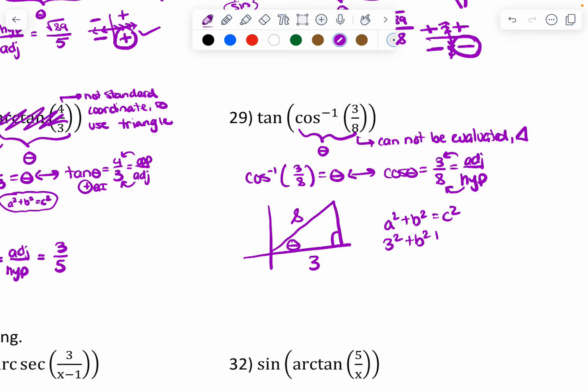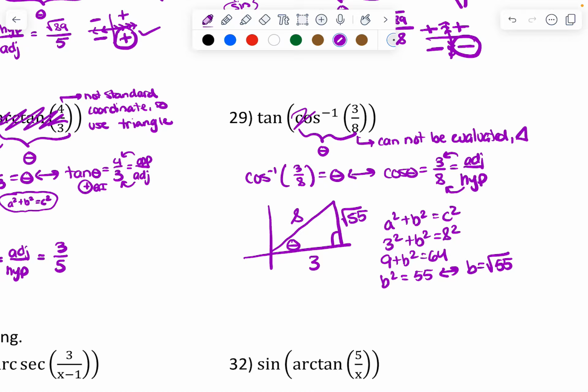I don't know the opposite side, and then this equals 8 squared. So let's see, I get 9 plus b squared is equal to 64. b squared is equal to 55, which means b is equal to the square root of 55. And then make sure you use exact. Don't use that approximated decimal. We want to be as exact as possible. So now that I have my 3 sides for my theta, I'm done.